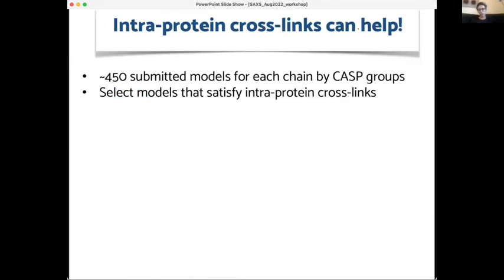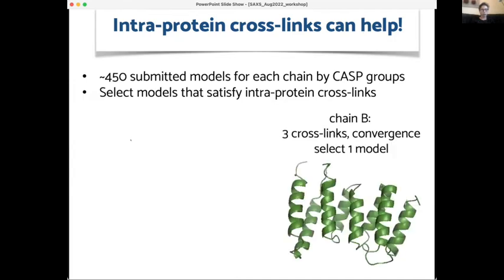So we decided to see if any of the predictors had good models, because basically CASP makes the models available once web servers produce them. And we selected models that satisfy the intraprotein crosslinks because intraprotein crosslinks were also available.